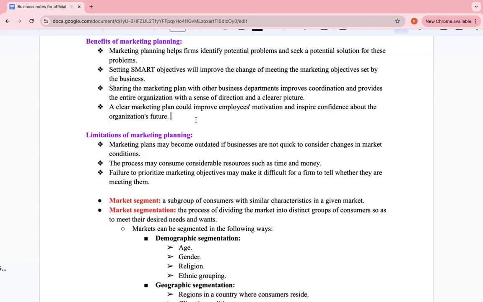And the organization will have a sense of direction and a clear picture, because they have a specific goal that they want to follow. So it's really the same goal everyone wants to achieve in the business. Every single department is working towards it. So really, it's just to unite the business.